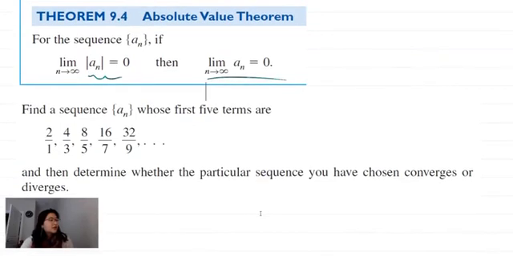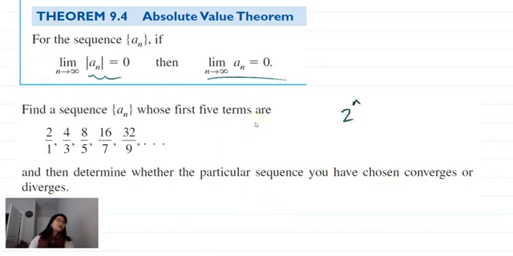So, how can we find a sequence with these first 5 terms, and then figure out if that is going to converge or diverge? So think about the pattern. We can think about the numerator and denominator separately. Because it looks like the numerator is powers of 2, and the denominator is just odd numbers. And think about how we could write that using n's.